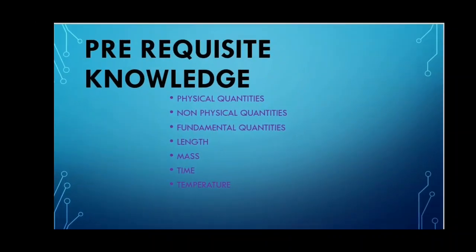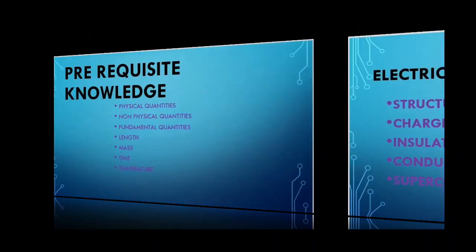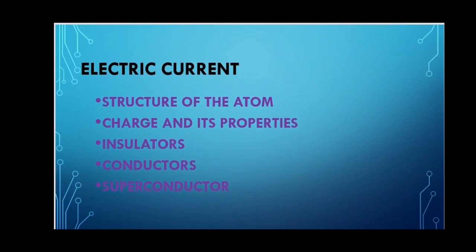Previously, we have discussed the physical quantities, non-physical quantities, and the fundamental quantities like length, mass, time, and temperature. Today, it's time for us to discuss the fifth fundamental quantity, electric current. Before we start with electric current, we should have an idea of the structure of atom, charge and its properties, insulators, conductors, and superconductors. All matter is made up of very tiny particles called atoms.